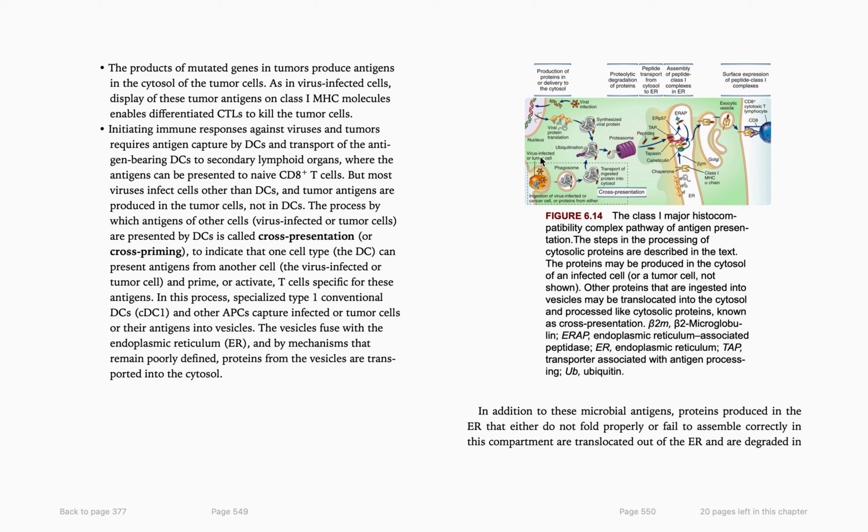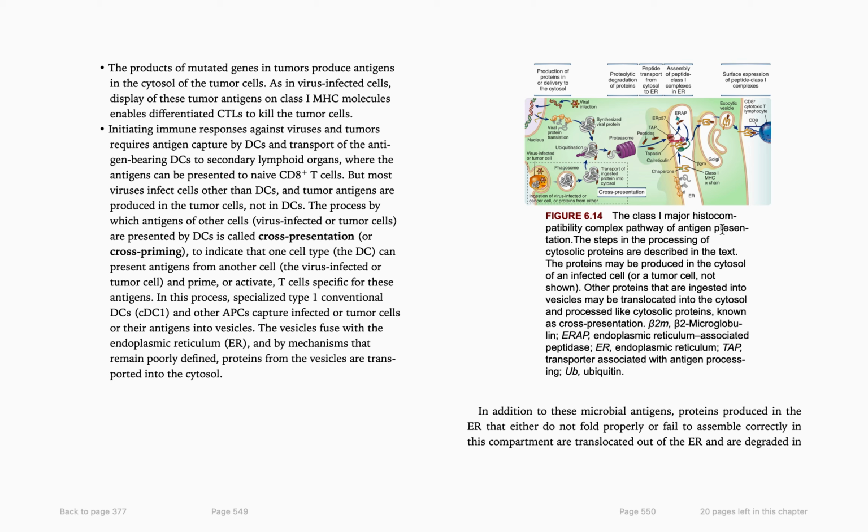So the virus-infected or tumor cell, or protein from either, is ingested. It is phagocytosed, then the ingested protein is transported into the cytosol. From the cytosol it is broken down by proteasomes, and peptides are released. When peptides are released, they go through TAP. Through TAP they go into the endoplasmic reticulum, which has the MHC class 1. They bind together, move together in vesicles, and are presented to CD8 T cells.